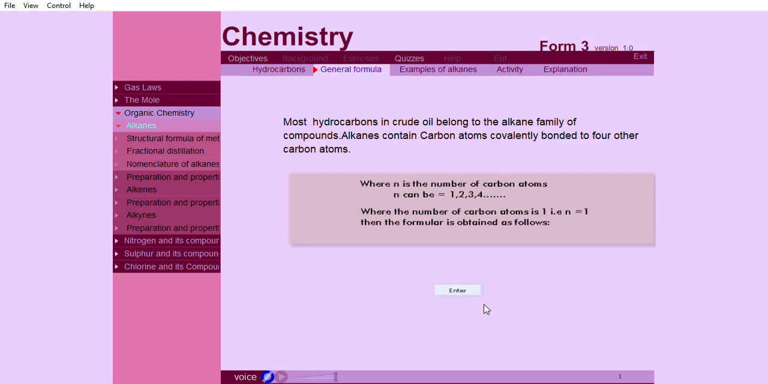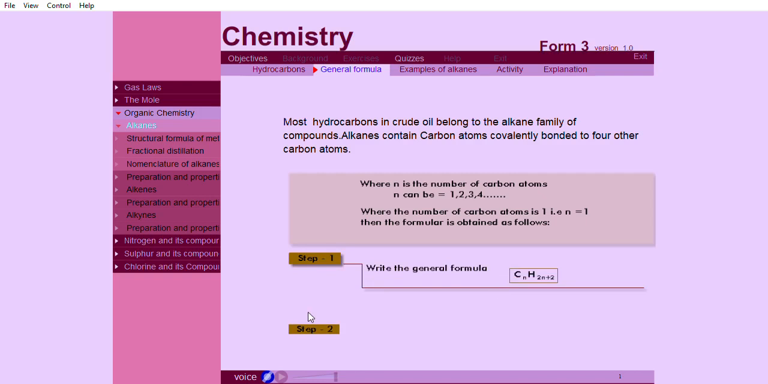Then the formula is obtained as follows. Step 2. Substitute n with 1. C1H(2 times 1 plus 2), which is equal to CH(2 plus 2), which gives us CH4.